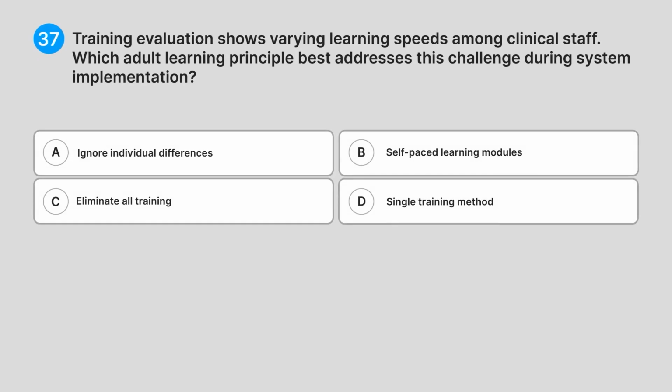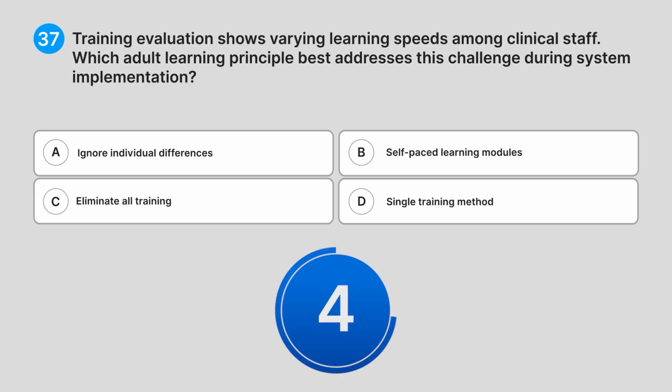37. Training evaluation shows varying learning speeds among clinical staff. Which adult learning principle best addresses this challenge during system implementation? A. Ignore individual differences. B. Self-paced learning modules. C. Eliminate all training. D. Single training method. Can you guess the answer?